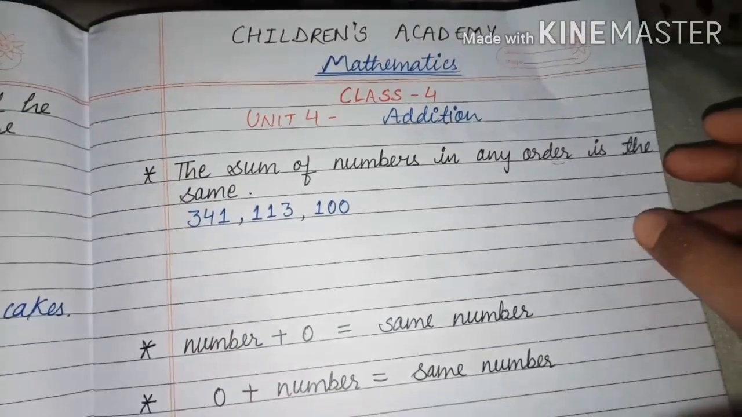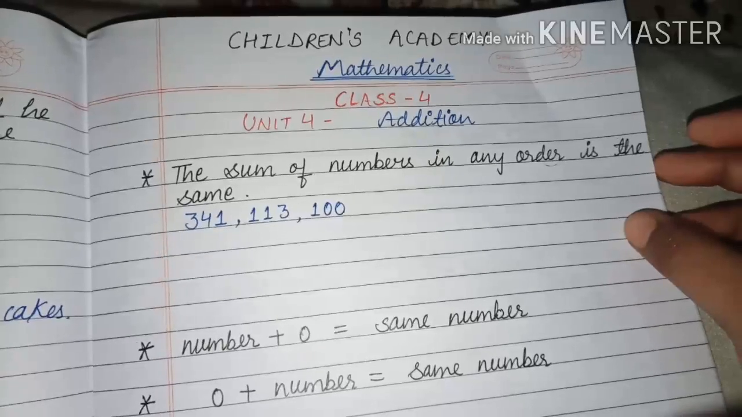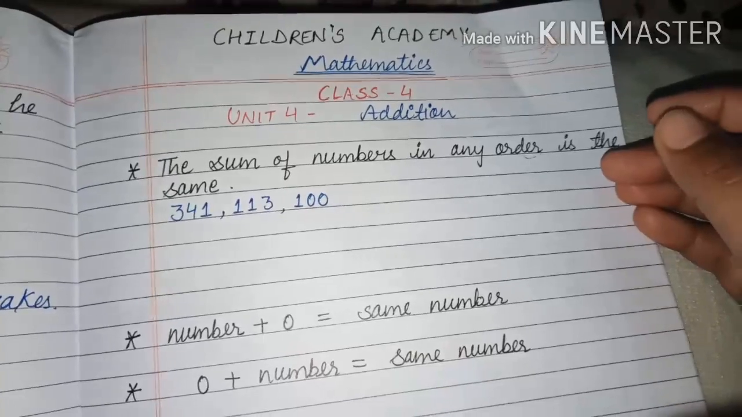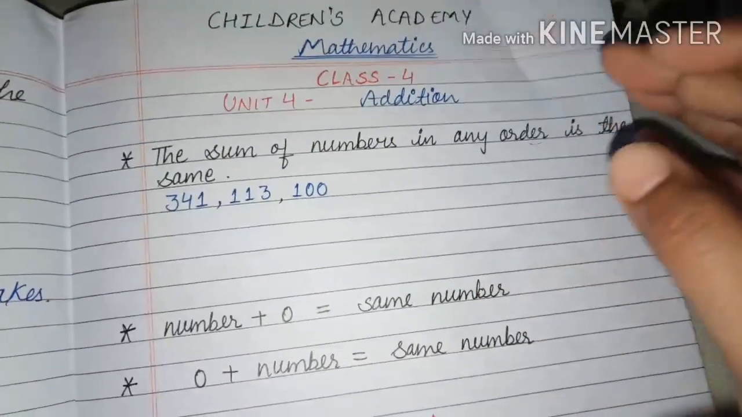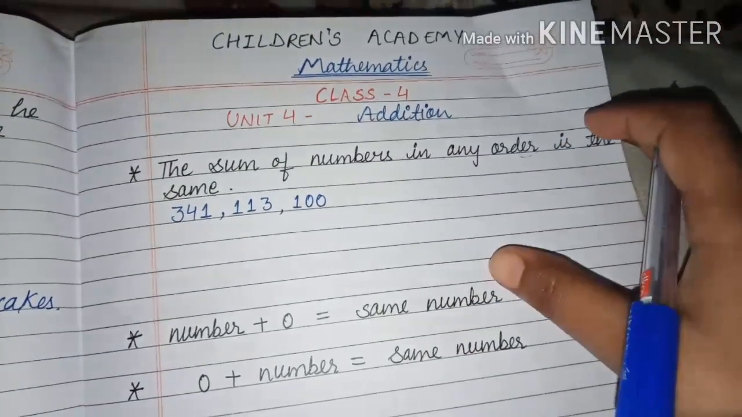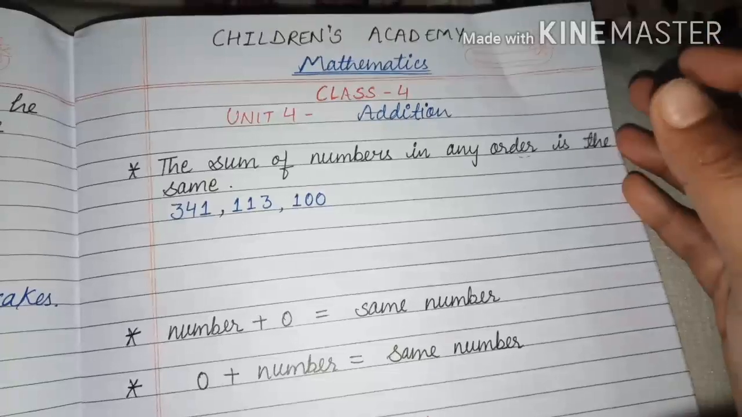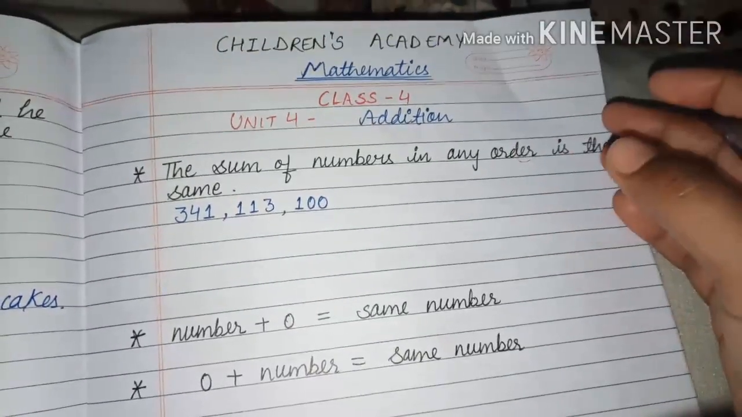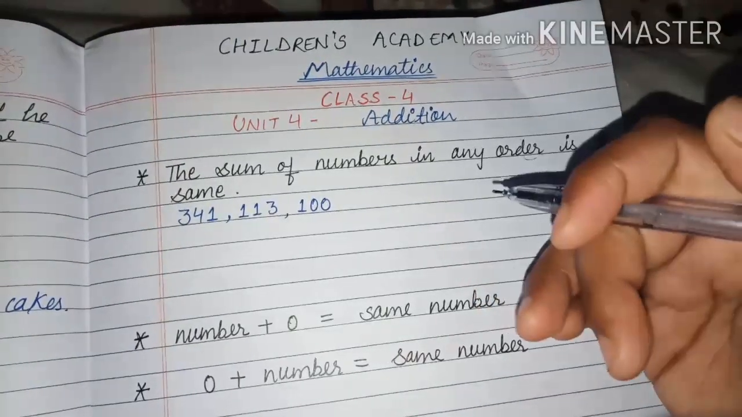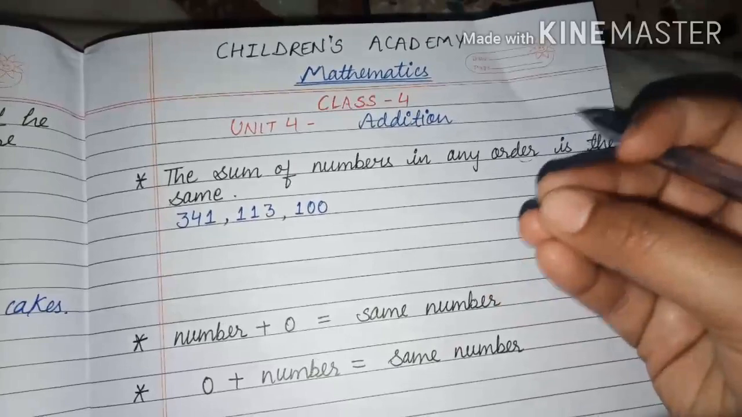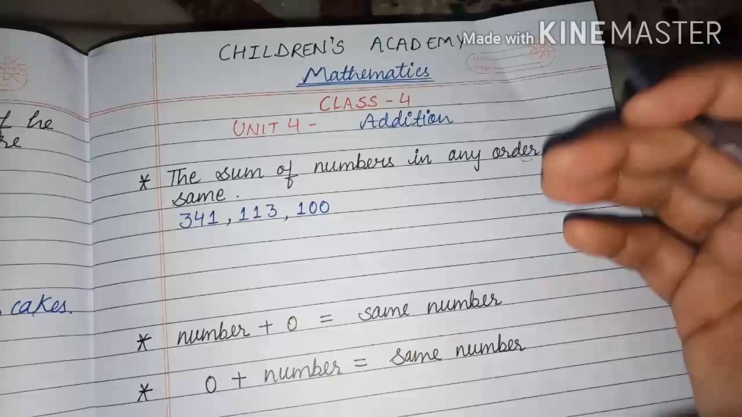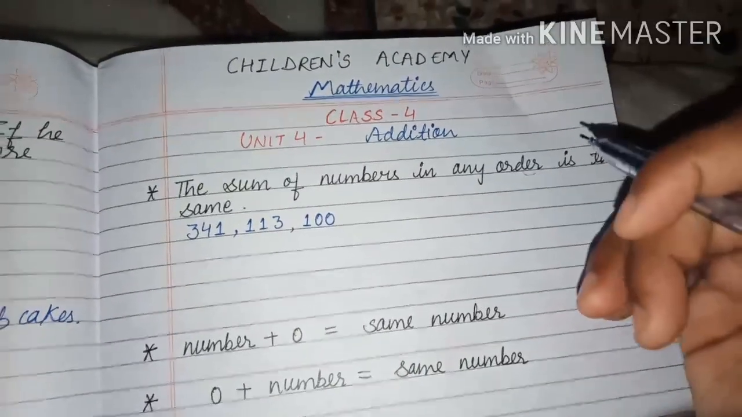Students, today I'm going to explain Unit 4, that is addition. You have already done addition in class 3, class 2 and class 1 as well, so this is not a new topic for you all. But there are always transformations when we go from lower classes to higher classes. So in this chapter also you will learn different concepts related to addition. Without wasting our time, let's start Unit 4, addition.